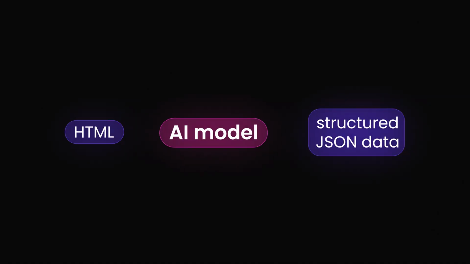AI changes that. Instead of telling your code where each value lives in the DOM, you let an AI model interpret the page as a whole. The result? Your scraper works even when layouts change, because AI focuses on meaning, not structure.